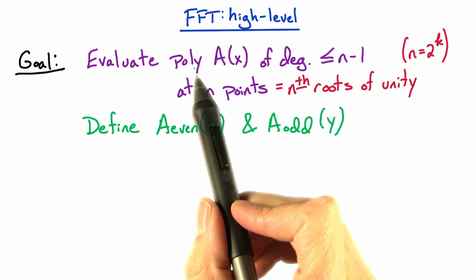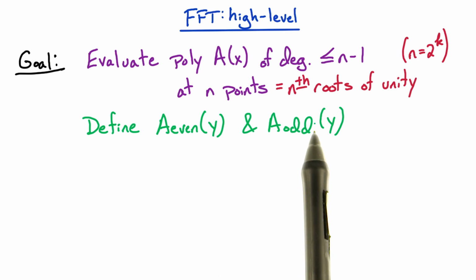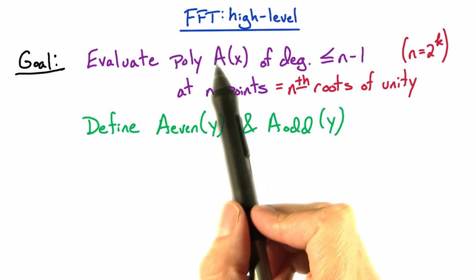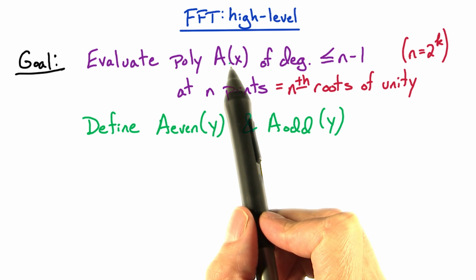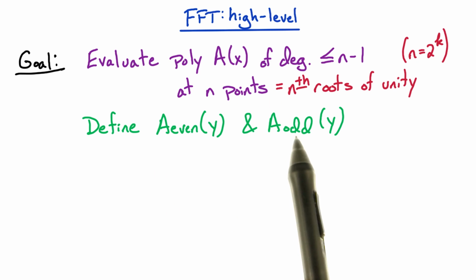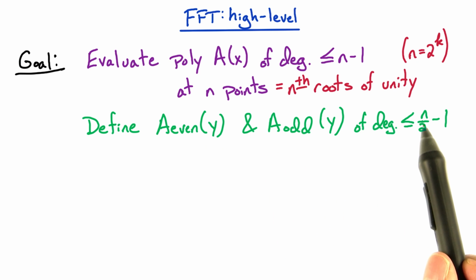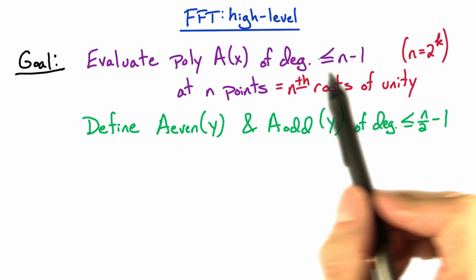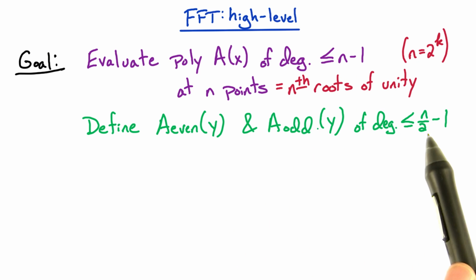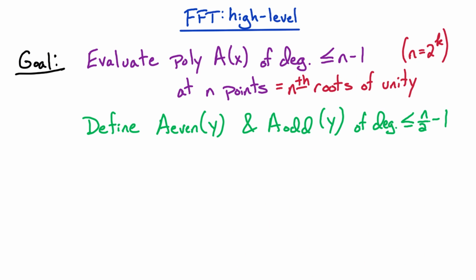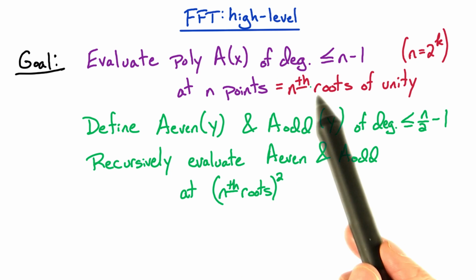Now we're going to take this polynomial a of x, and we're going to define a pair of polynomials, a even and a odd. We take the even coefficients, and that defines this polynomial a even. We take the odd coefficients of a of x, and that defines this polynomial a odd. And the degree of these two polynomials is at most n over 2 minus 1. So we went down from a polynomial of degree n minus 1 to two polynomials of degree at most n over 2 minus 1.